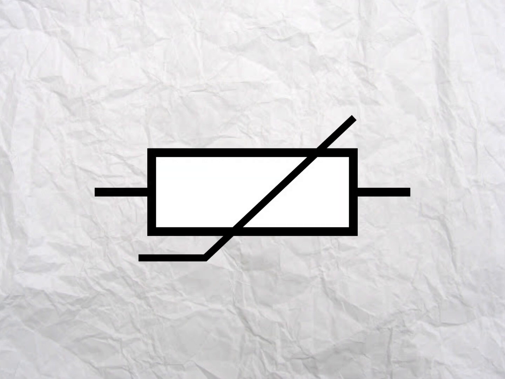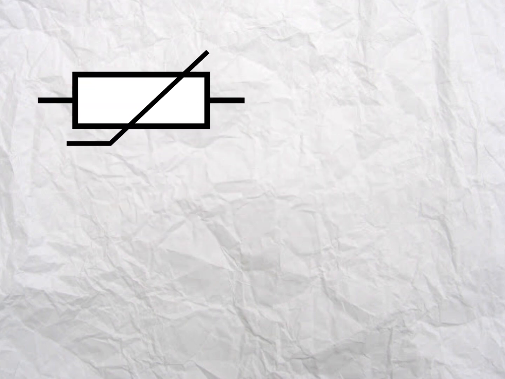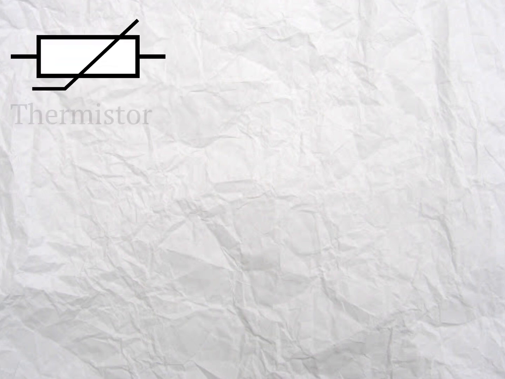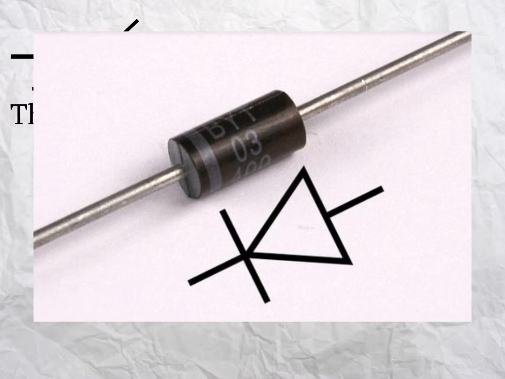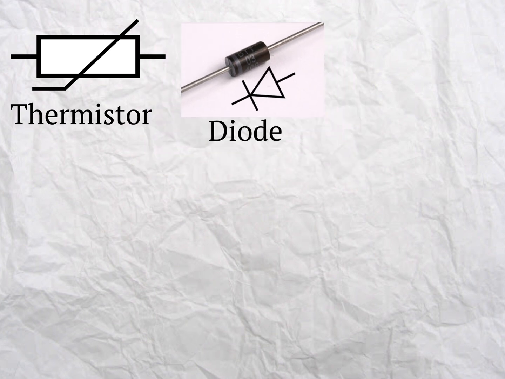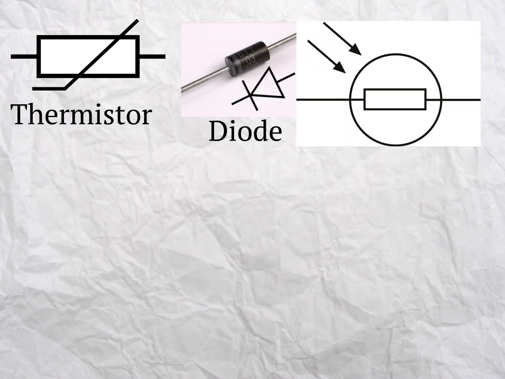The thermistor is the resistor symbol with what looks like a hockey stick through it. You can imagine the stick is looking a bit like a thermometer if you like. This is a diode, and I've included an image of what a modern diode actually looks like. Tiny, isn't it? This is the light dependent resistor, LDR. It's just a resistor in a circle with light going in, which is pretty much what they look like.